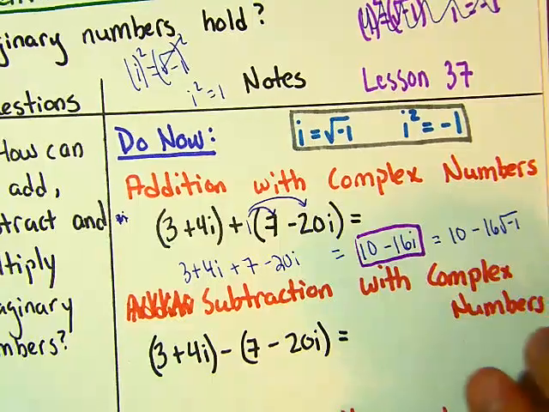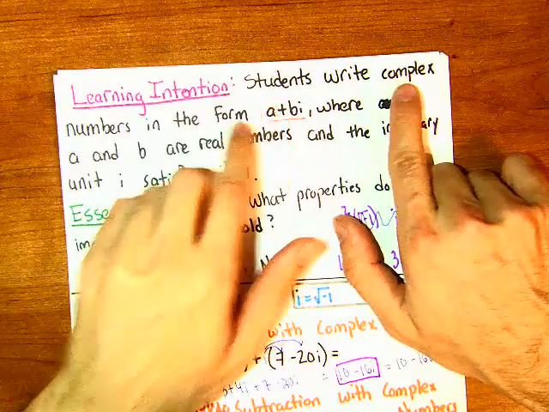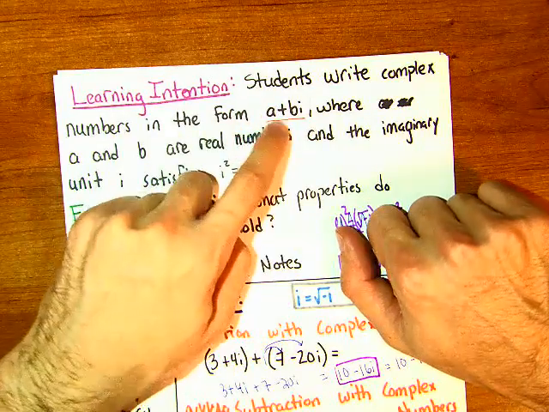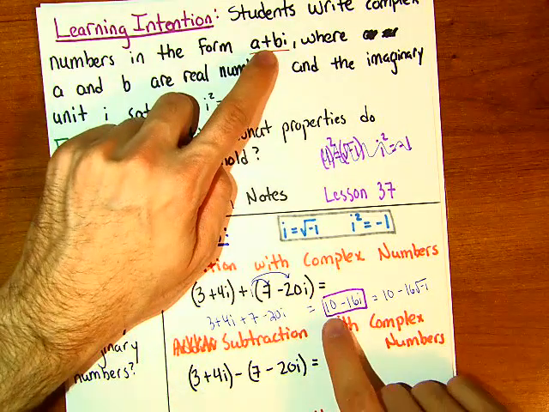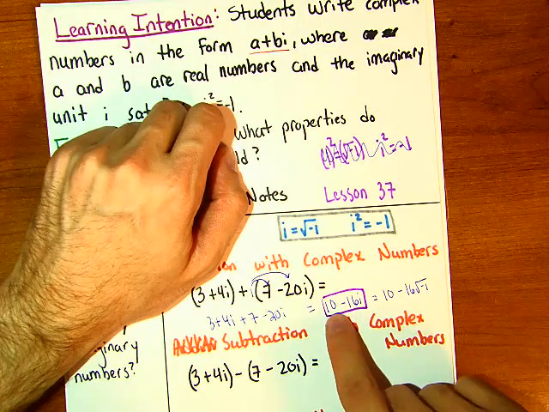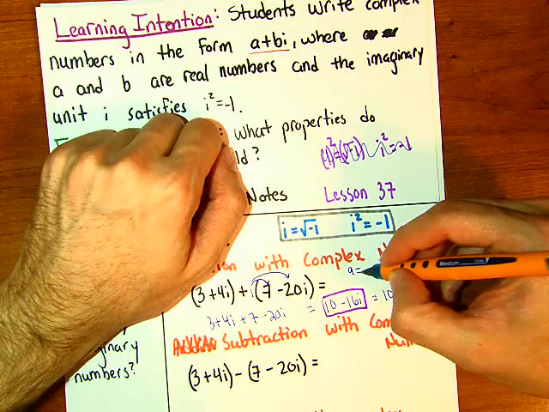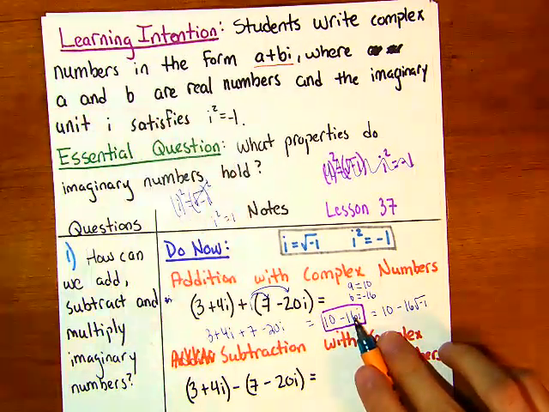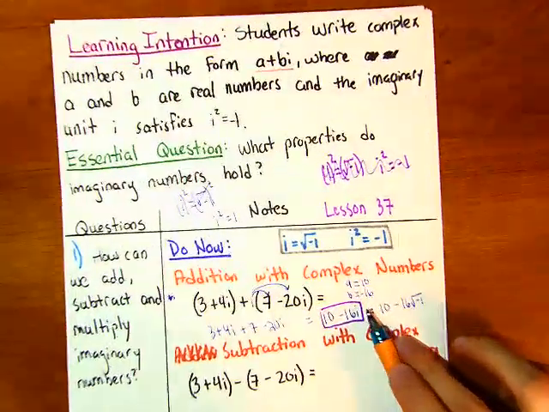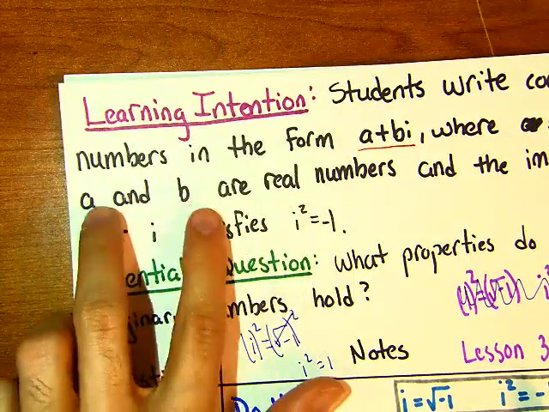If we go back to that learning intention that seems a little confusing, it says students write complex numbers in the form a plus bi. Here we have some a plus bi. It's not a plus, it's a minus, and that's okay. Here it's 10 minus 16i, where a is equal to 10 and b is equal to minus 16. We want our complex numbers written like this. And remember, these a and b are real numbers.